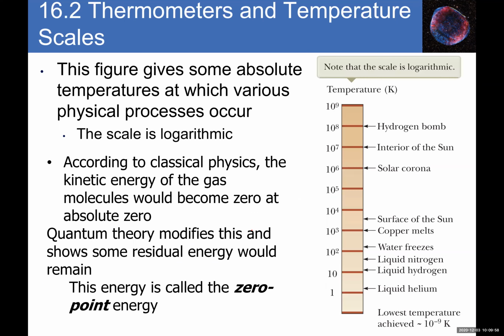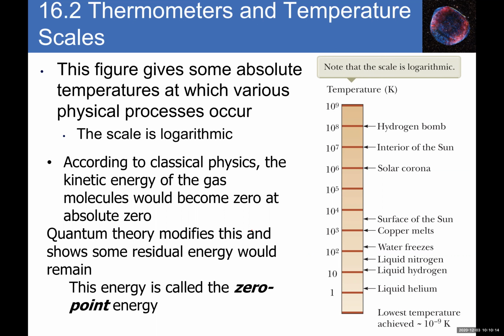So here is a scale in Kelvin, and it gives you some interesting facts about temperature in Kelvin. You don't have to memorize any of this.